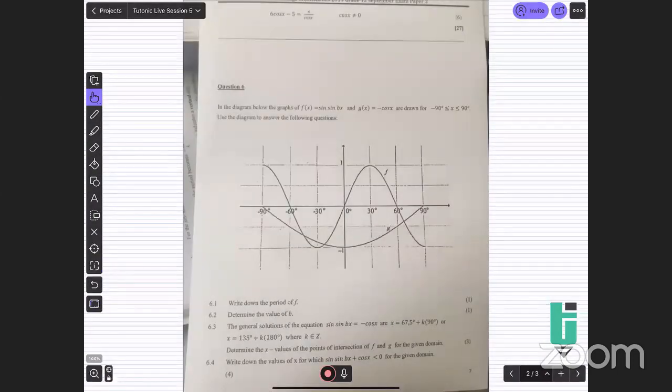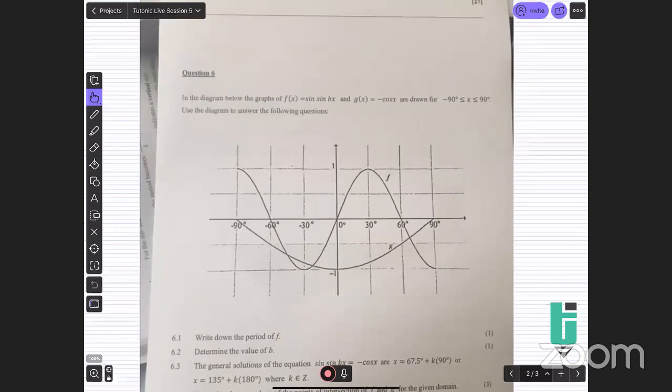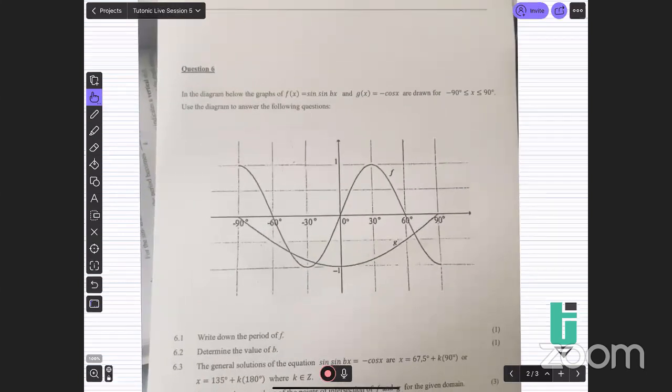Okay, question 6. In the diagram below, the graphs f of x equals sine bx and minus cos x are drawn for minus 90. I think that's a mistake, eh? Yeah, that's a mistake. Let's just cross that out.